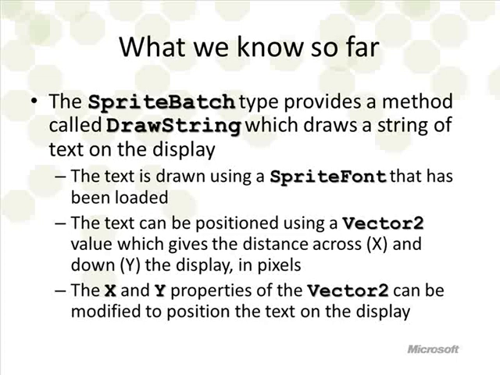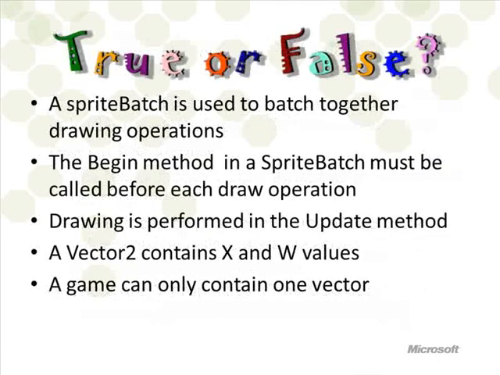As far as we're concerned, the text is drawn using this SpriteFont thing we loaded last time, and we can place it on the screen using this thing called a Vector2, which gives us how far across and how far down the screen we want to move things, and if we modify those, we can place the text anywhere we like.